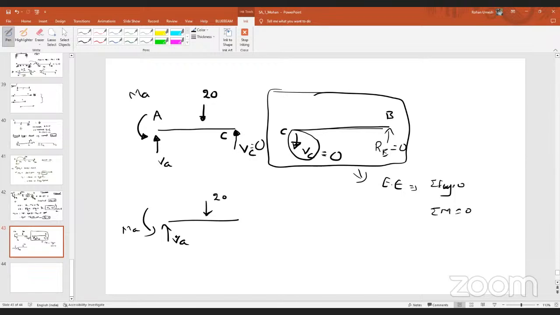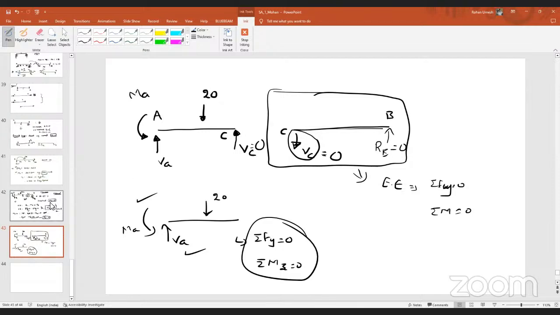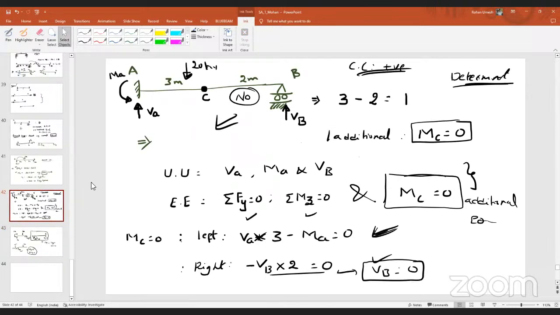Can I find these two or not? How? Again, I will apply the equilibrium equations for this section: summation of y equal to 0, and then summation moment equal to 0. Right? Yes, sir. That means these two also can be solved. So is it clear, this problem?